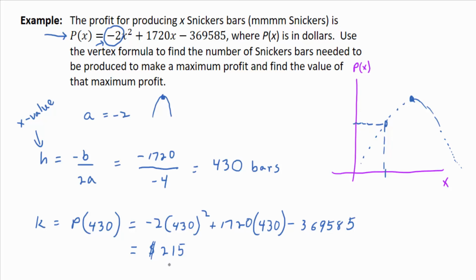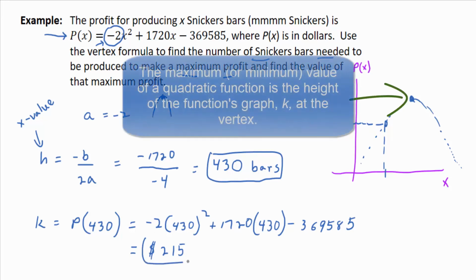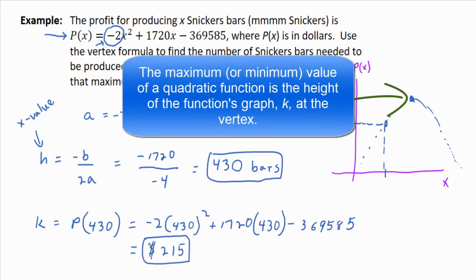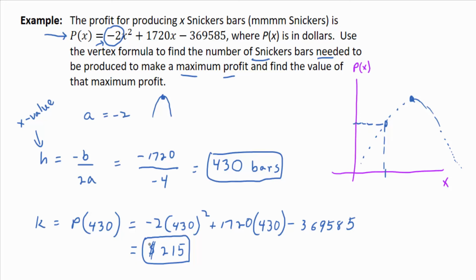So notice, did we answer the question? It says, find the number of Snickers bars. Oh, that's the 430. That is needed to produce a maximum profit. Oh, that's the 215. Does that make sense? You could also think of things you'd like to minimize in business, right? Would you like to minimize the cost of producing these Snickers bars? Yeah. So there might be a function for that. Would you like to find the maximum height of a projectile in physics? But if the equation is quadratic, it all goes back to finding the vertex.